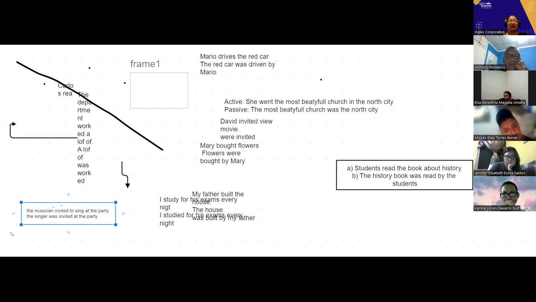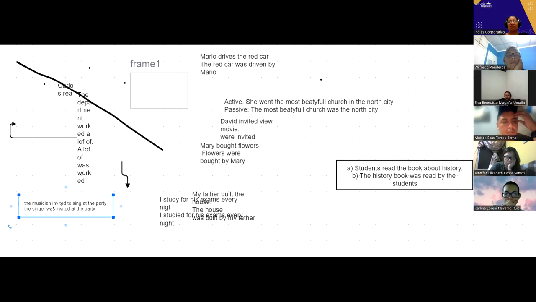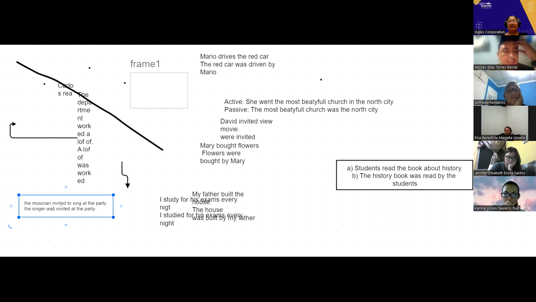The musicians invited her to sing at the party. Okay, someone wrote here, the musicians invited to sing at the party, but that one has no object, because it says the musicians invited, whom did they invite? It doesn't say whom, it only says invited to sing at the party. Okay, you can say, for example, the musicians invited the band to the party. So we can say the band was invited to the party.